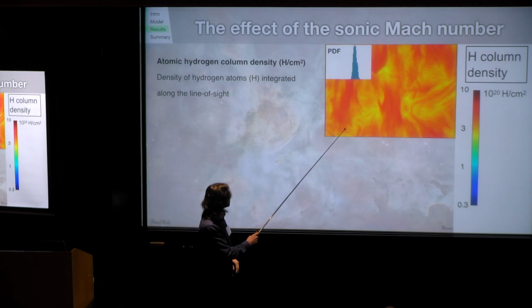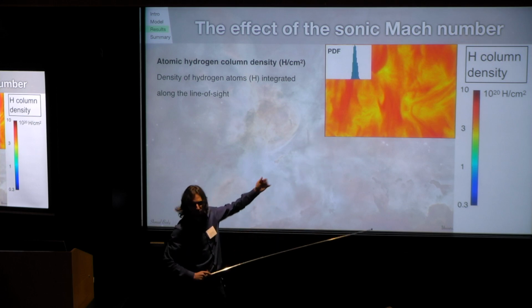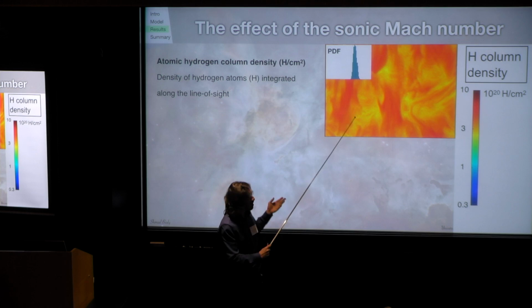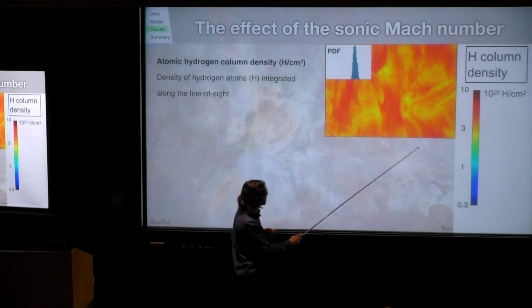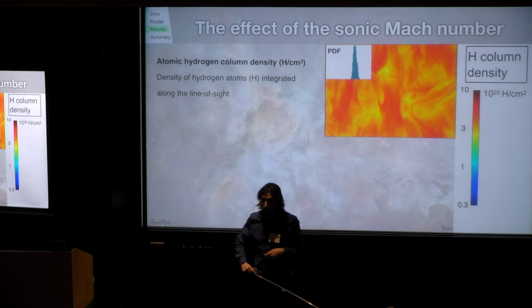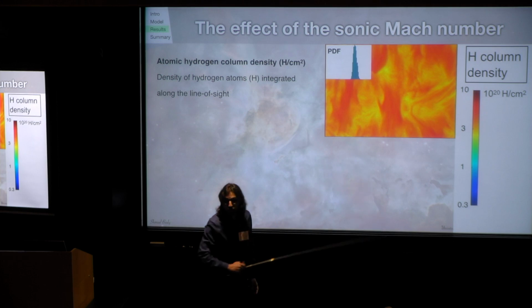So that's the number of H atoms per centimeter squared integrated along one line of sight. And you see some amount of fluctuations. Typical numbers are like 10 to the 20 atoms per centimeter squared. And that's the PDF. It's quite narrow.